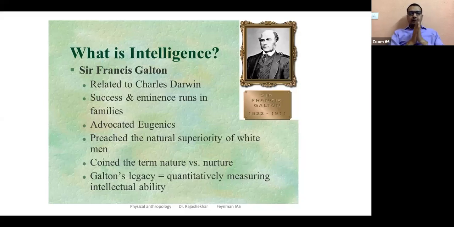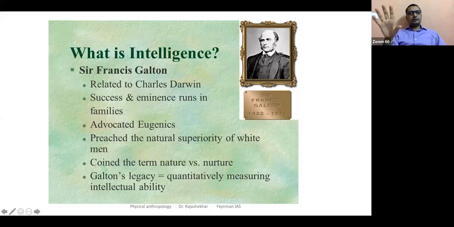So Francis Galton was from the 19th century, and also lived up to the beginning of the 20th century. He was someone who believed in the concept of nature. He said the qualities or characteristics run in blood, run in the genes. They are hereditary. He strongly believed that our genes are very, very important. And he connected those characteristics to success and eminence. He said success and eminence run in families.